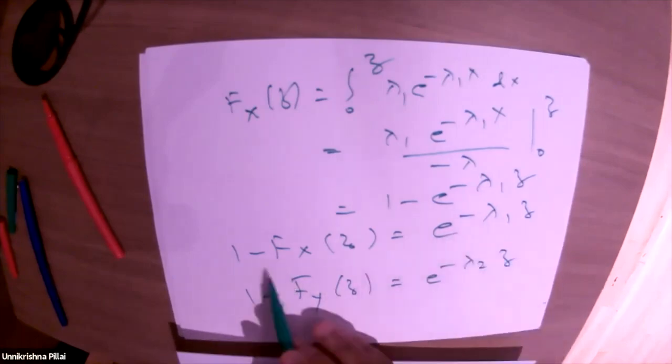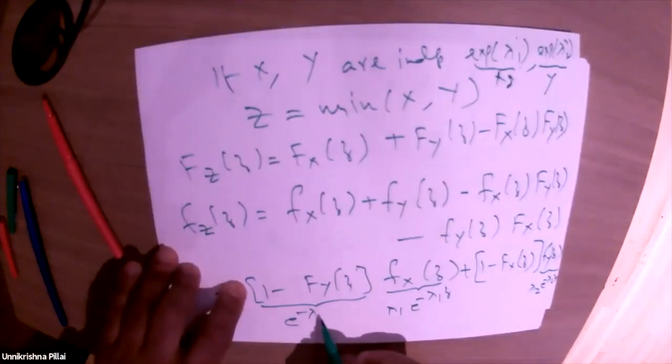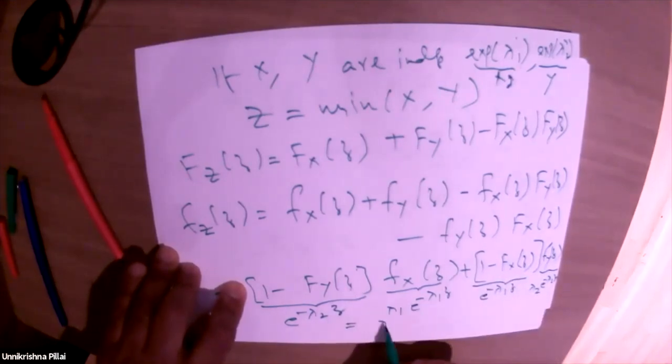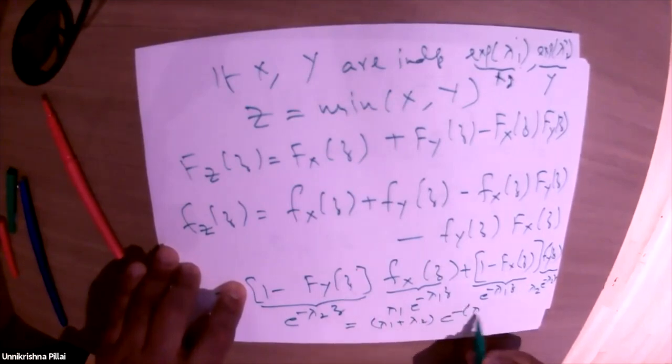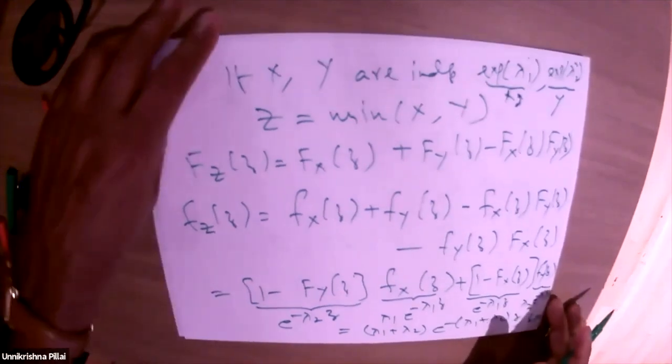So we have 1 minus F_X(z) here. I'm going to plug it in here. 1 minus F_Y(z) is e raised to minus lambda 2 z. This is e raised to minus lambda 1 z. So if you multiply these two and add, you will get lambda 1 plus lambda 2 multiplied by e raised to minus (lambda 1 plus lambda 2) z. And z is positive because if x is positive, y is positive.